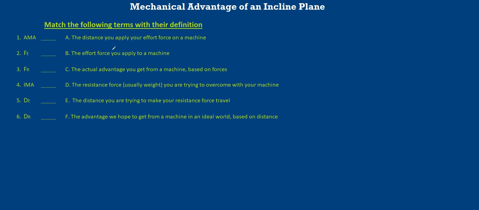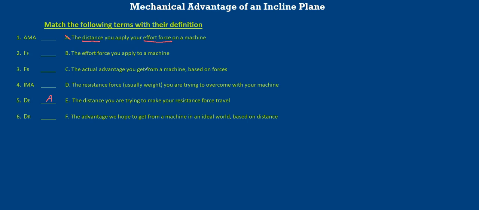So let's start with A, the distance you apply your effort force on a machine. Let's look at that. It is a distance that you apply your effort force. Now, at first glance, you might look at effort force and think, oh, that's a force. But no, it is a distance of your effort force. So the distance of your effort, that is your DE, your distance effort. A.